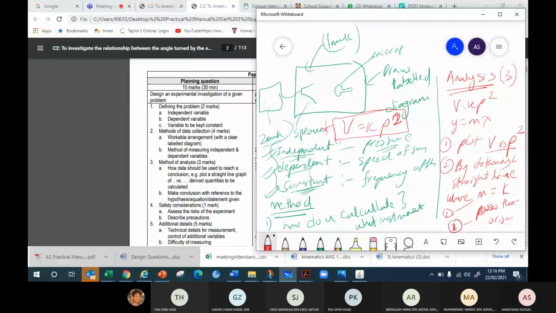Analysis, what do you do? What versus what is to be plotted? What is the shape of the graph going to look like? Straight line normally. Then tell what the gradient is and what the intercept is.